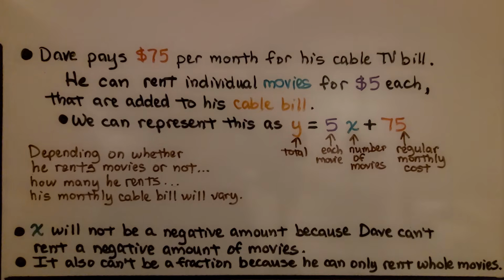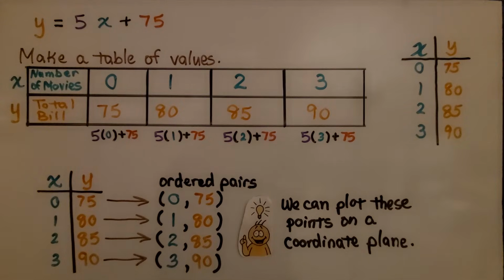So depending on whether he rents movies or not, how many he rents, his monthly cable bill will vary. X will not be a negative amount because Dave can't rent a negative amount of movies. And it also can't be a fraction because he can only rent whole movies. So our equation is y is equal to 5x plus 75. We make a table of values. X is going to be our input, the number of movies he rents, and y is going to be our output, the total bill.